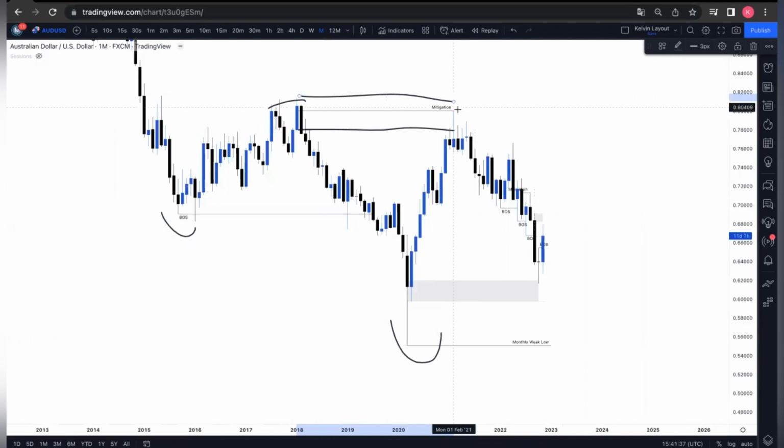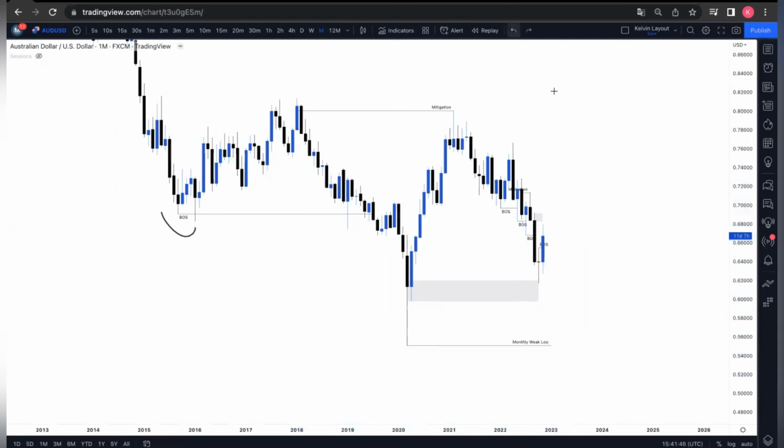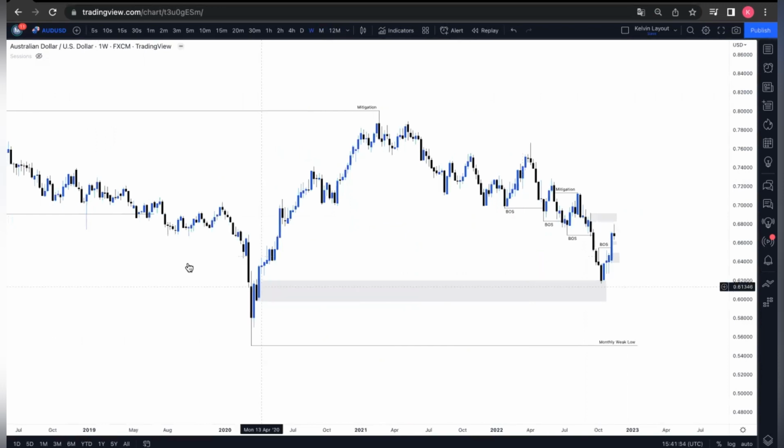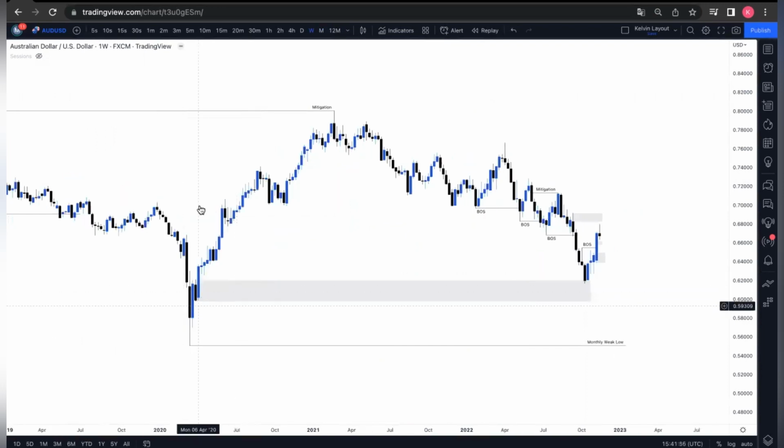So we just had the mitigation and price started to drop. We're expecting price to take out this weak low right here, right? So that's pretty much the outlook from the monthly: the monthly is still bearish. So we drop down to the weekly time frame. And what we just had is this order block right here, which was the last down candle before the up move.